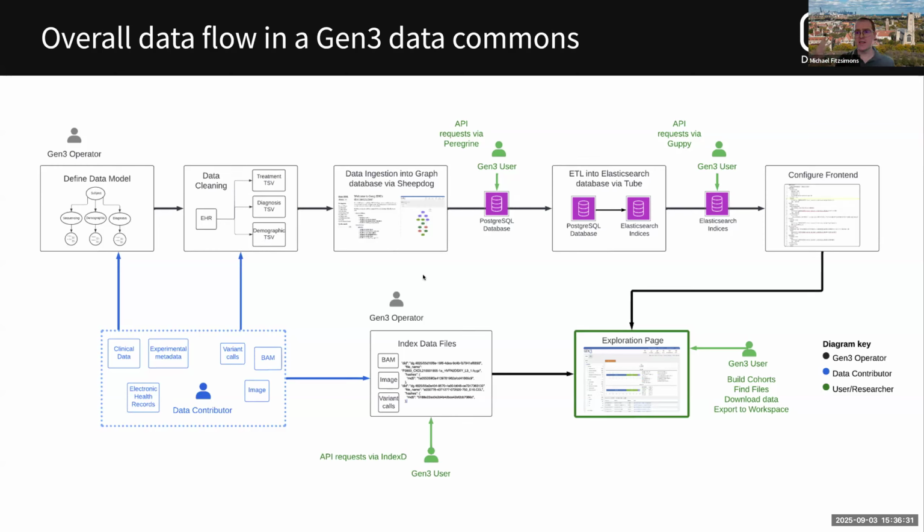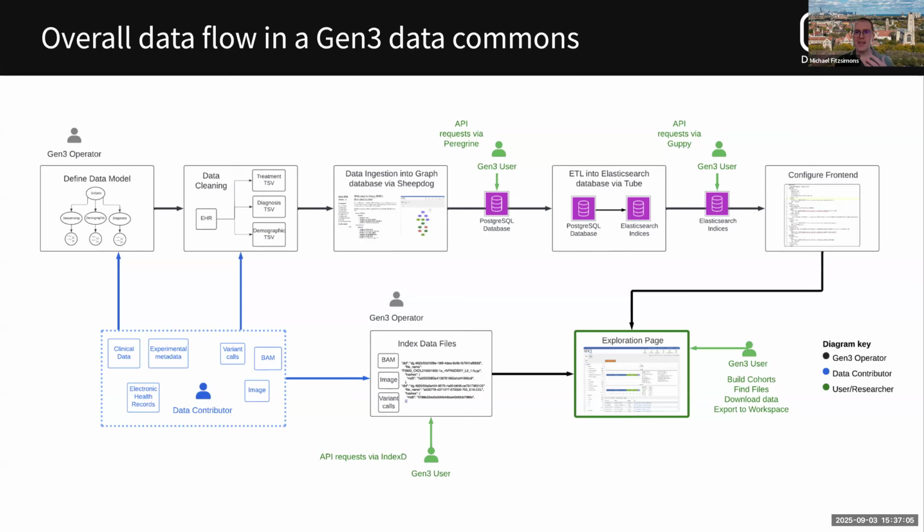So the first step in getting the data in is submitting it through the service Sheepdog. This is submitting it to our graph database that we talk a lot about. At this point, a Gen3 researcher can do API requests via Peregrine. So this can be using a tool, the API, or the query page, but basically you're querying the graph database at this point. However, this data is not what is used to serve the front end, and that's really the crux of today's topic. It's something that is often not realized.